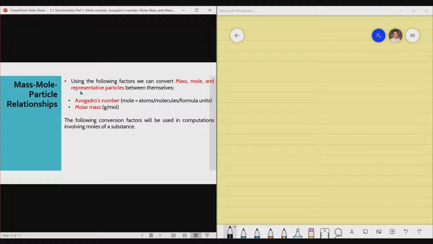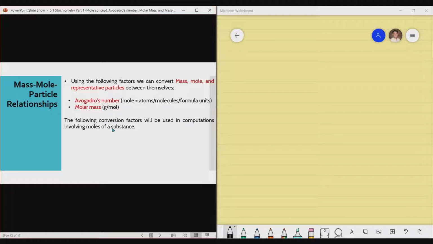Mass-mole particle relationship. Now, using the following factors, we can convert mass, mole, and representative particles between themselves. So meaning to say, these are just the two particular factors that we'll be using over and over if we are going to compute for the mass-mole particle relationship. Ulitin ko po, ang Avogadro's number at molar mass lang po ang paulit-ulit na gagamitin nating factor or seemingly conversion factor para po mag-convert ng mass-mole particle relationship. Okay? Kumbaga sila po yung maging conversion factor na parang meter to kilometer, kilometer to mile. Yun yung idea. Sila yung conversion factor. Ito pong sila Avogadro's number at molar mass.